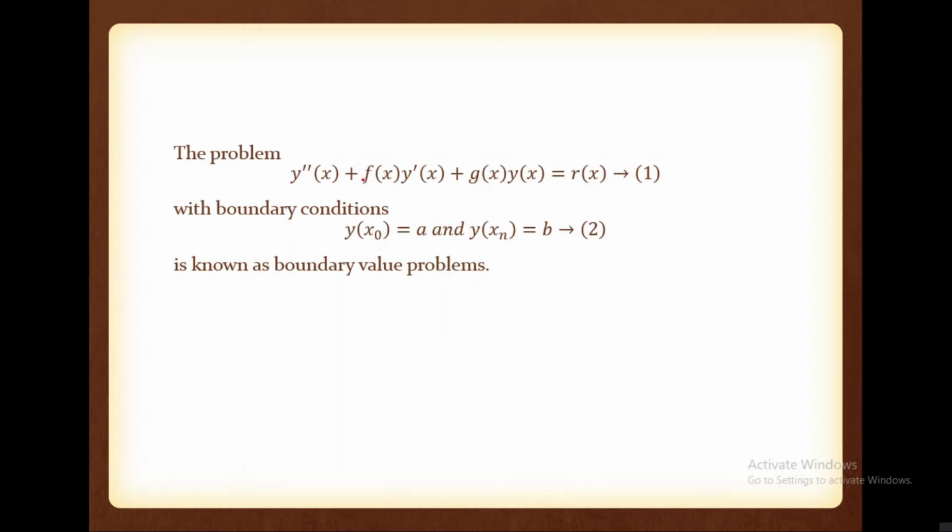So you can see that if f of x and g of x, these two terms are not equal to 1, then this one is a nonlinear equation. If it is equal to 1, then this one is a linear differential equation. Then if r of x is equal to 0, this is a homogeneous system, and if r of x is not equal to 0, then this is a forced system.